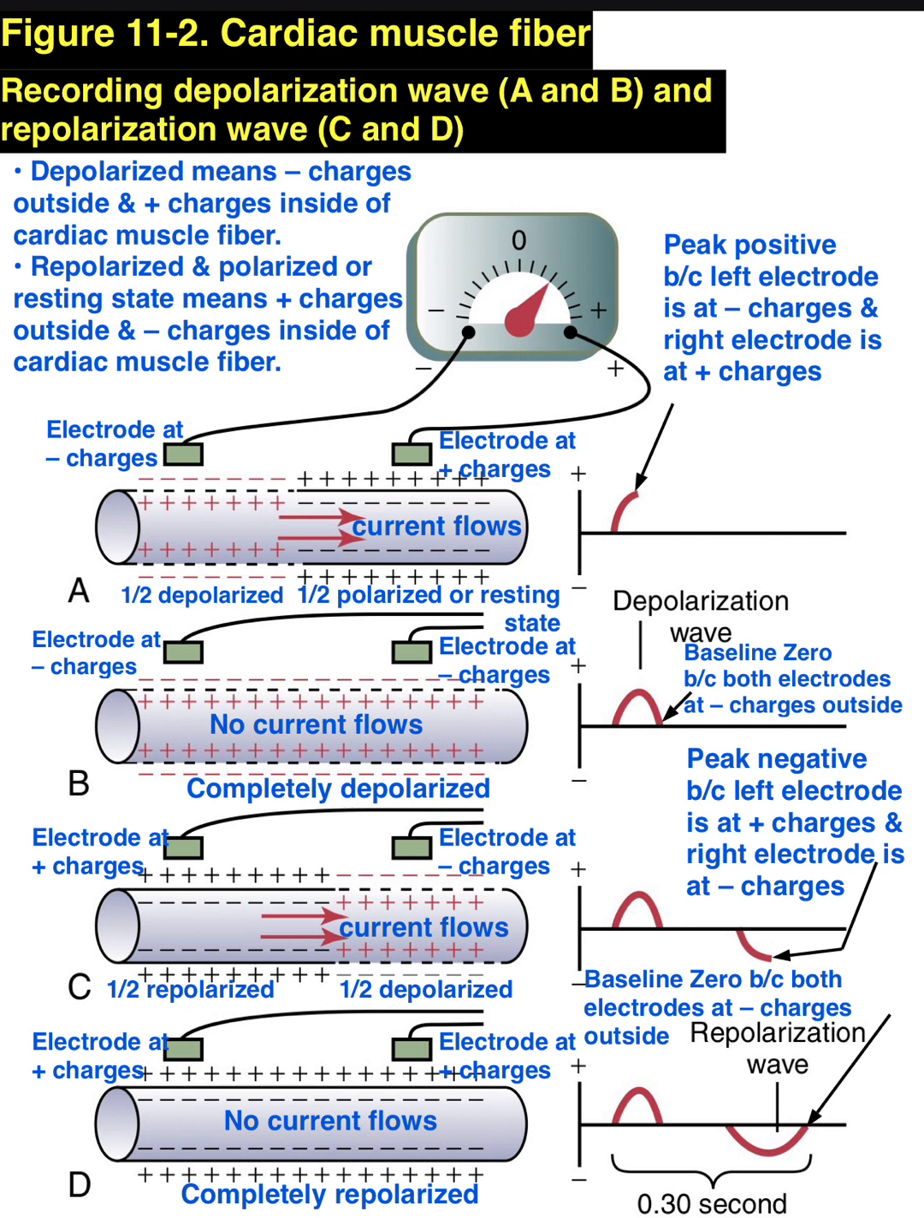Let us move to cardiac muscle fiber B, which is completely depolarized, showing negative charges outside and positive charges inside, and no current flows. The depolarization wave on the right side of the figure returns to baseline 0, and both electrodes are at negative charges outside.